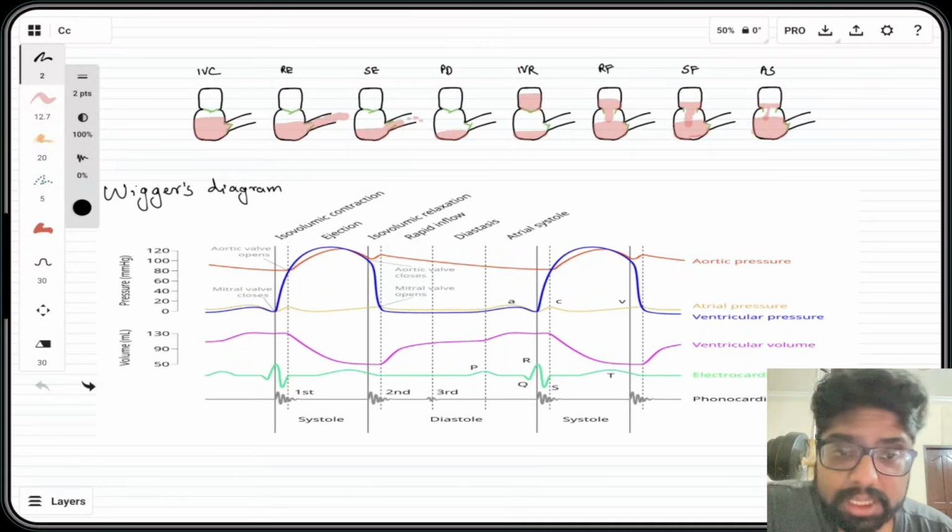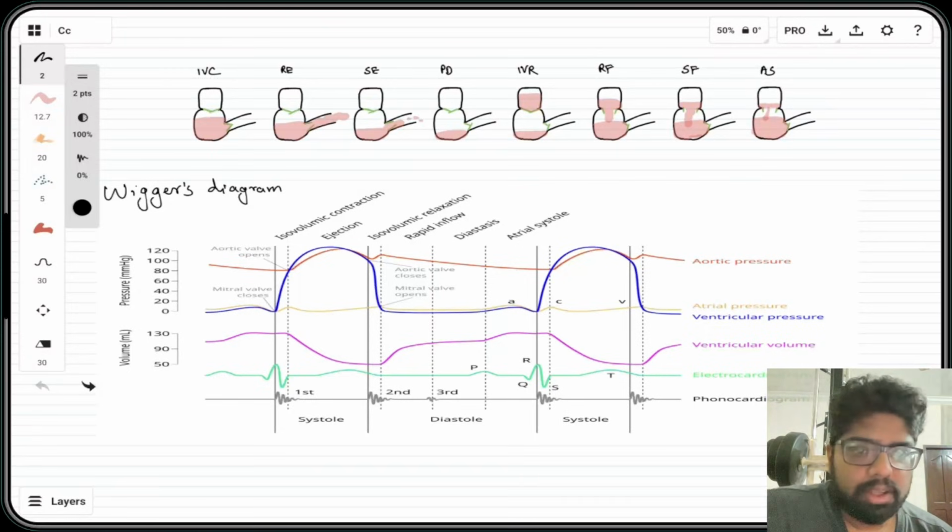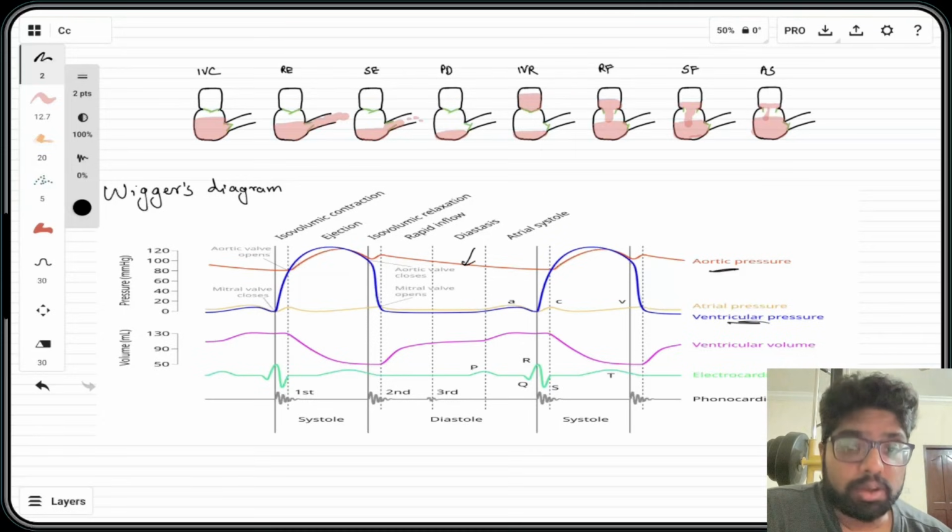The next important pressure that we are going to be learning is the aortic pressure curve. Now straight away you can see that the aortic pressure curve here marked in red is inherently different from the ventricular pressure curve. What is the main difference? The aortic pressure curve never goes down to zero during ventricular diastole, whereas the ventricular pressure curve during diastole is near zero levels. What is the reason?